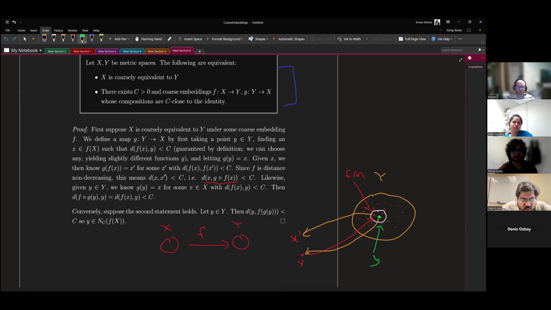Since f is distance non-decreasing, though, this condition here, we can just drop the f's. That's the important part. You drop the f's on that, and that gives us that the distance between x and x prime is less than c. So essentially, we're using distance non-decreasing to get stuff bounded within a c-ball. x prime was defined to be g of f of x. So that is what tells us that the distance between x and g of f of x is less than c.